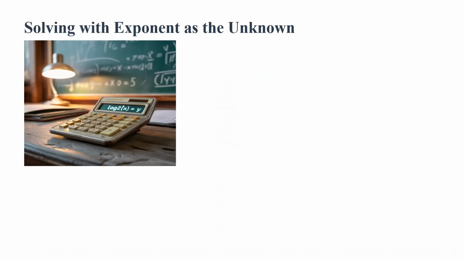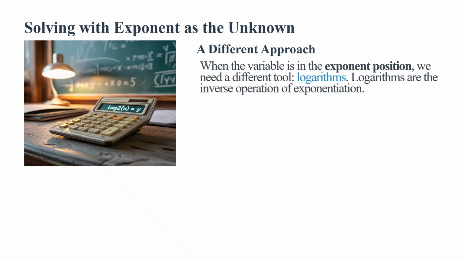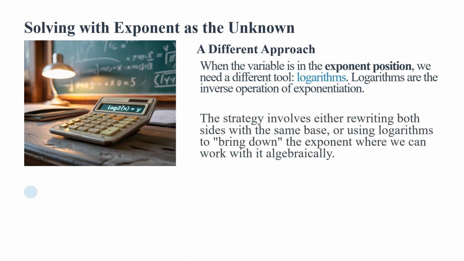Simple and satisfying, right? Now let's move on to the second type of exponential equation, when the exponent is the unknown. This time we'll need a slightly different approach. When the variable is in the exponent position, we use logarithms, since logarithms are the inverse of exponentiation. In other words, they help us undo the exponent and bring it down where we can solve for it more easily. There are actually two main strategies we can use.